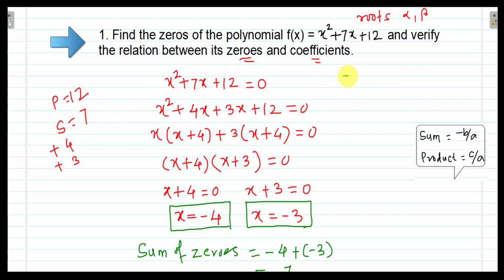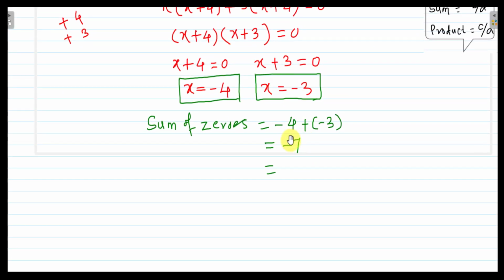So it is minus b upon a. So what is that? It is minus b upon a. So minus 7 is nothing but minus b upon a, and therefore the sum of the roots is equal to minus b upon a. Now we will take the product of the roots.